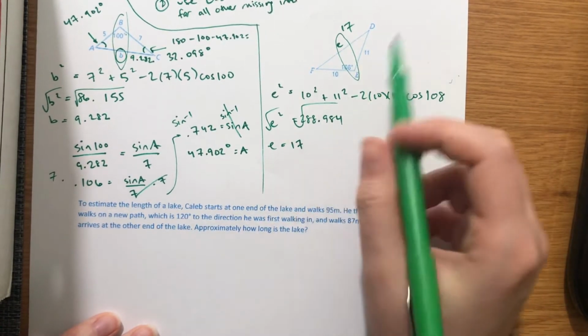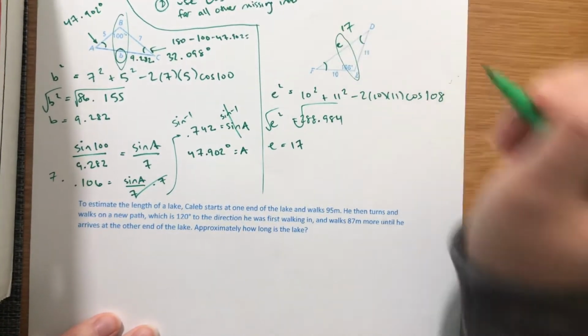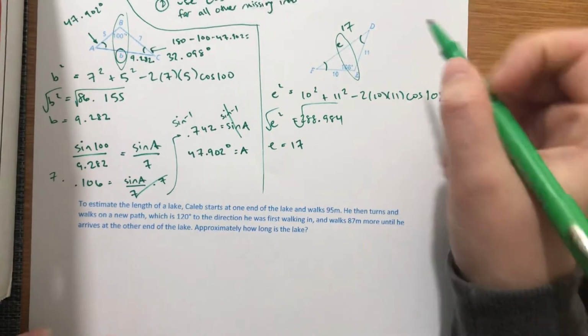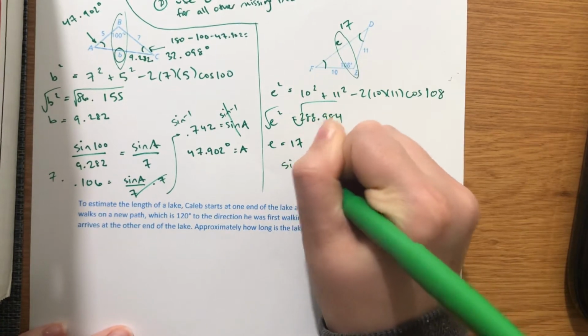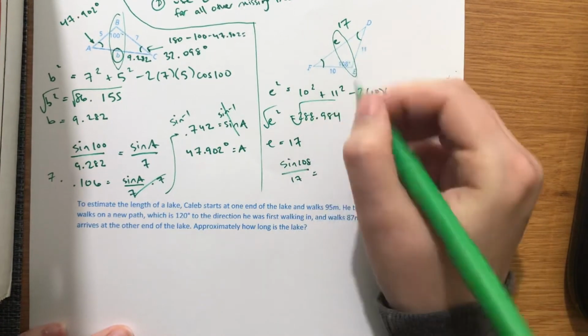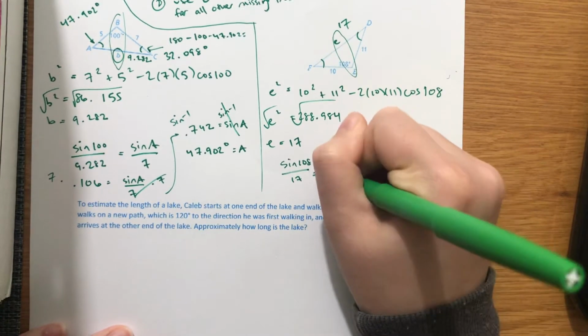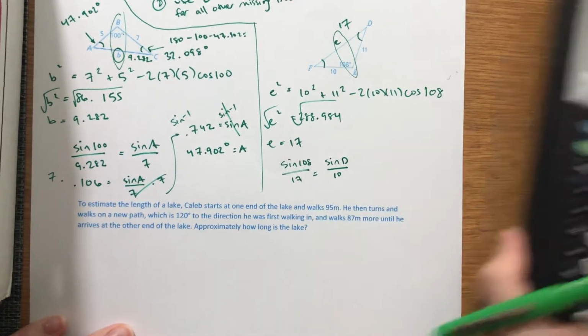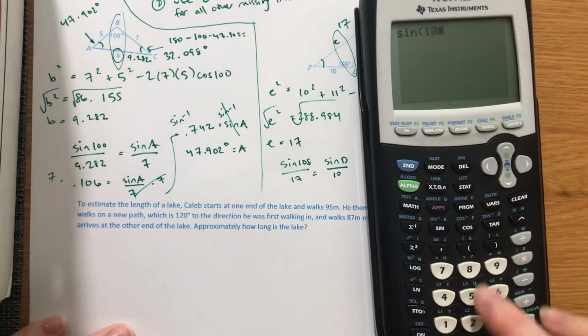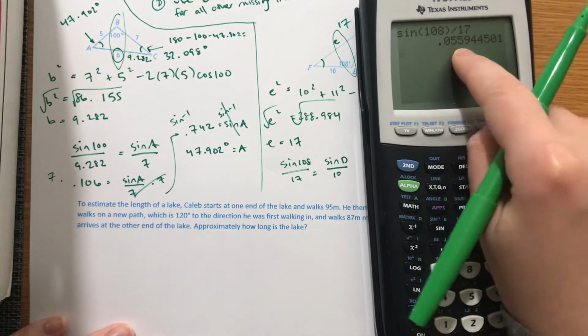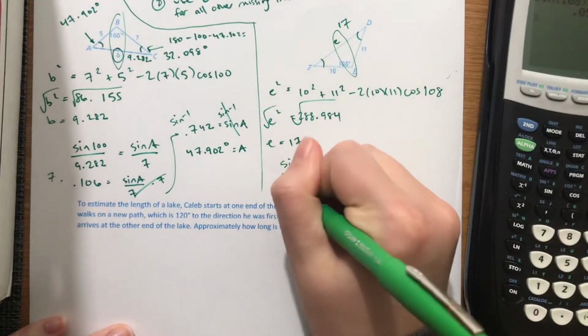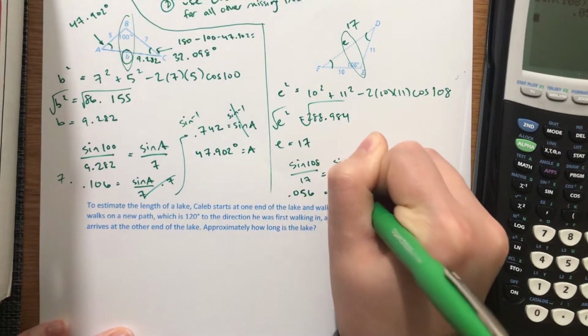So law of sines says, use this pair to find one of the two missing angles. It doesn't matter which one. Let's go with D. So first write your pair. So sine 108 over 17 is equal to sine D over 10. So find this decimal. Sine 108 divided by 17 is 0.056, equals sine D over 10.